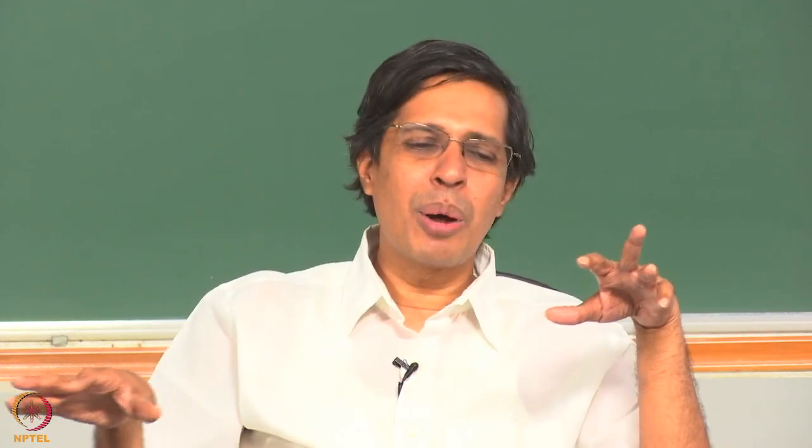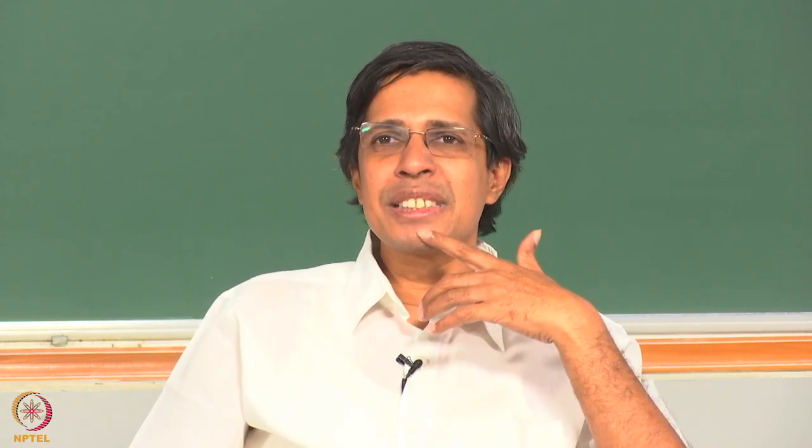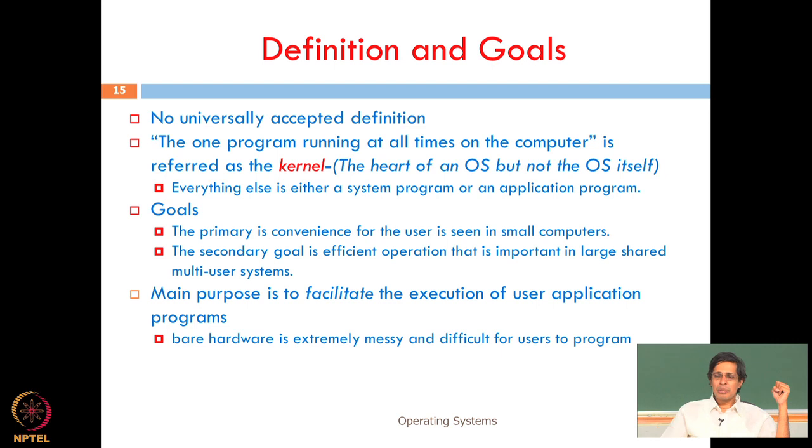So you see a lot of variety on top and a lot of variety at the bottom, and essentially your operating system should address this variety, and that is perhaps a reason why there is no universally accepted definition for an operating system. It is actually one program running at all times on the computer. The moment you boot, the operating system comes into existence, and sometimes it is referred to as the kernel. A kernel is actually not the operating system, it is the heart of an operating system, a part of it. Everything else other than the kernel can be called a system program or an application program.